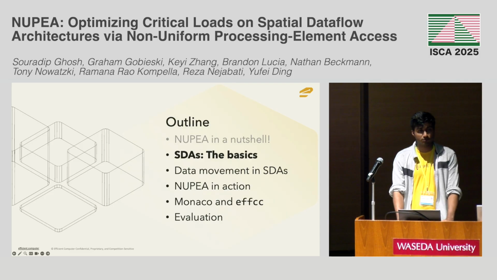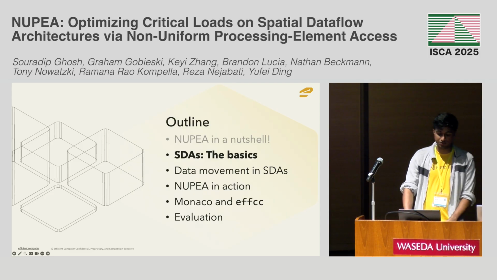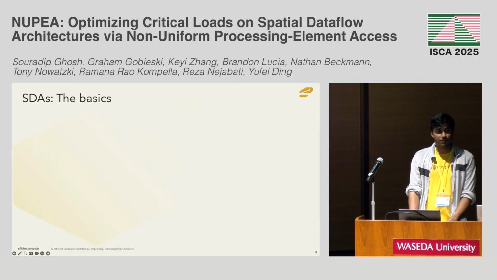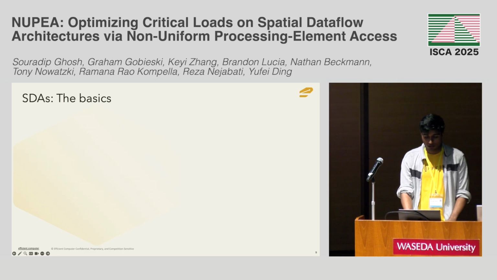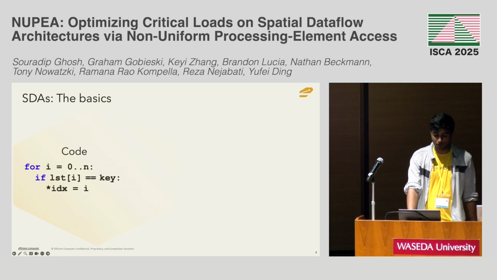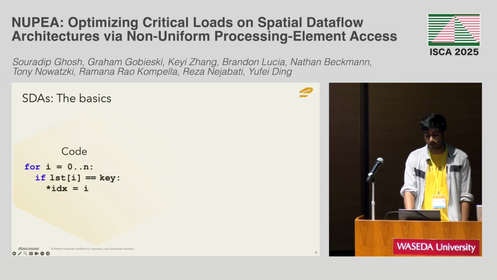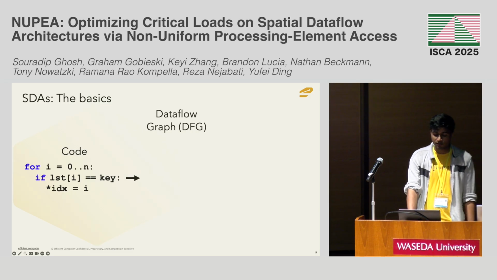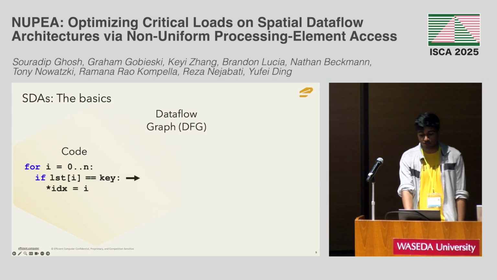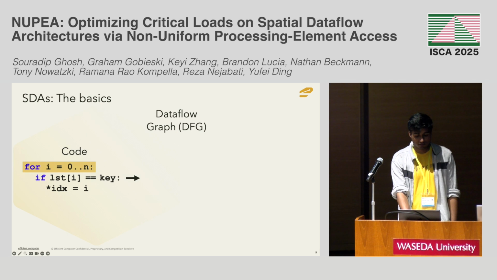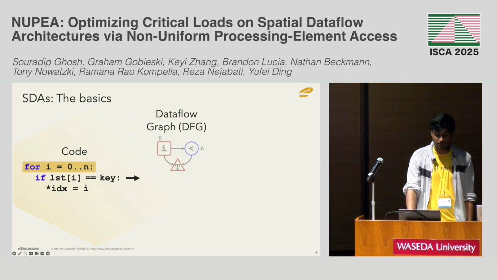All right, so let's walk through some basics, especially about SDA compilation. We'll have a running example for the rest of this talk, which is this linear search program. The for loop here looks for key in a list, and it stores I to index if it's found. For an SDA, we compile to a data flow graph, or DFG, of dependent instructions. For instance, the highlighted code here compiles to this subgraph.